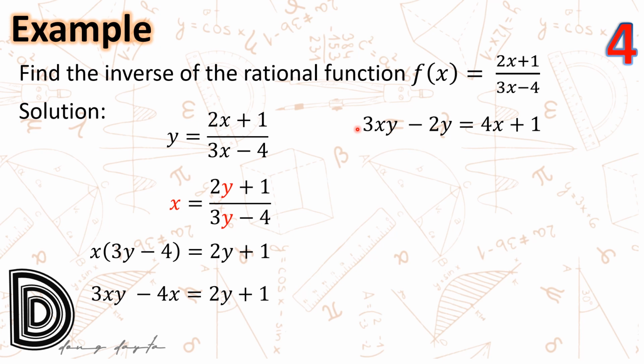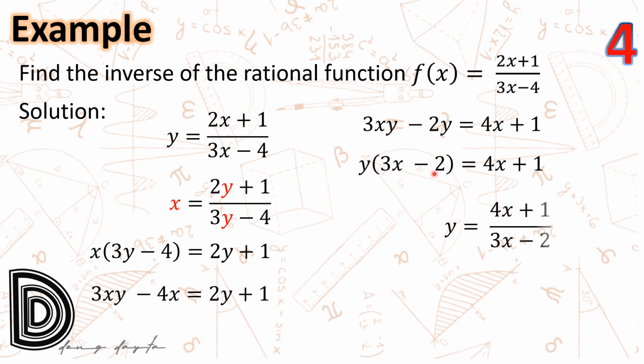Again, going back to our goal of isolating y, we can factor y out of the left-hand side using the common monomial factor. So we have y times the quantity 3x minus 2 equals 4x plus 1. And finally, we divide both sides by 3x minus 2. After that, y is already isolated on the left-hand side of the equation. y equals 4x plus 1 over 3x minus 2.